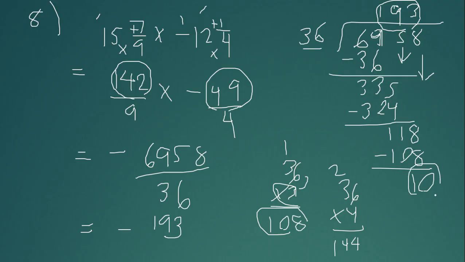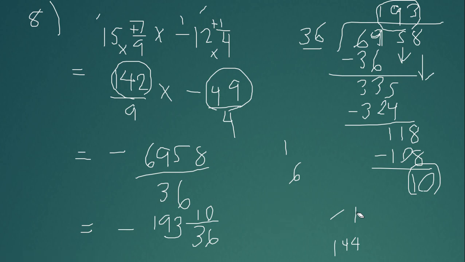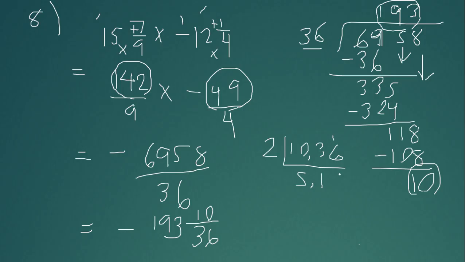93, 10, 36. Negative. But pwede po siyang ma-simplify. Simplify pa natin, kasi siya ay divisible by 2. Example, this one is 10 and 36. Divisible by 2. We have 5, 1, sobra isa, 18.